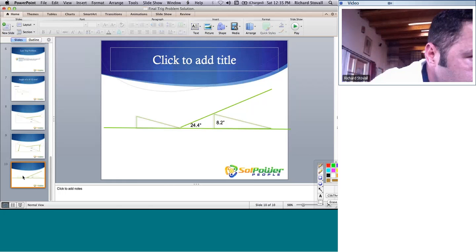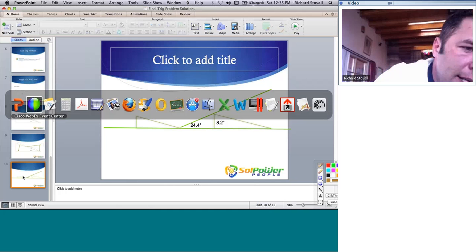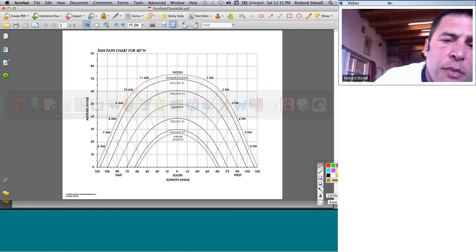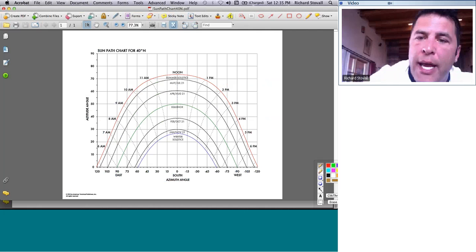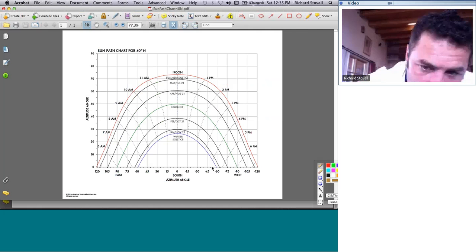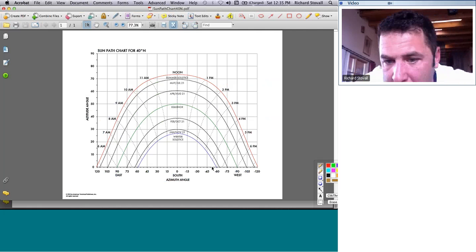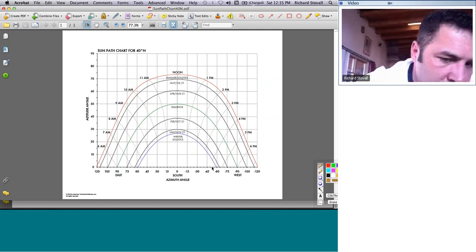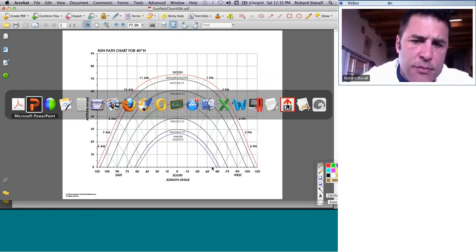And then the second part of this problem: now we've determined what the shadow length is at 4 p.m. But of course, at 4 p.m., the sun is not coming in from the south. The sun is coming in from a different angle, right? So we need to determine what that angle is. To do that, we go to that sun path chart for 40 degrees north, and we look down here at 4 p.m. It looks like that azimuth angle at 4 p.m. is right around, we'll just say, 53 degrees azimuth. Okay?